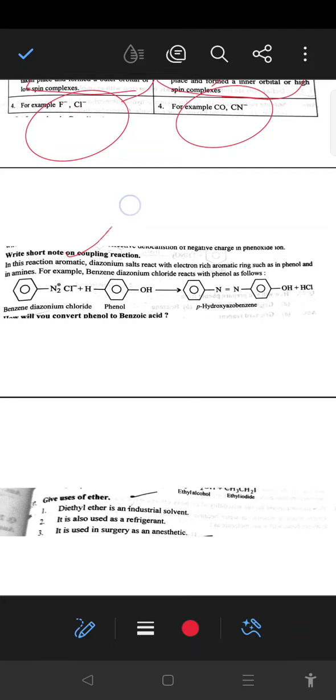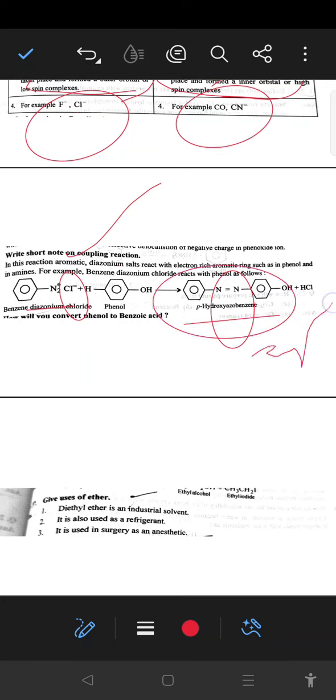Next, write a short note on coupling reaction. In a coupling reaction, two molecules react with each other to form a coupled product. For example, when benzene diazonium chloride reacts with phenol, there is a formation of a coupled product, that is para hydroxy azobenzene. This is also called a dye formation. So this is called a coupling reaction.